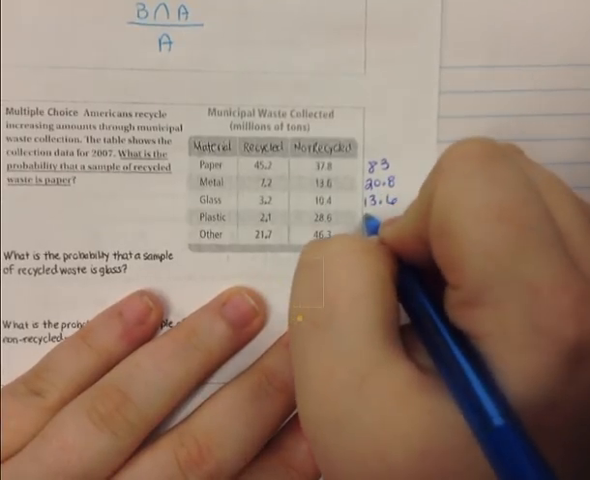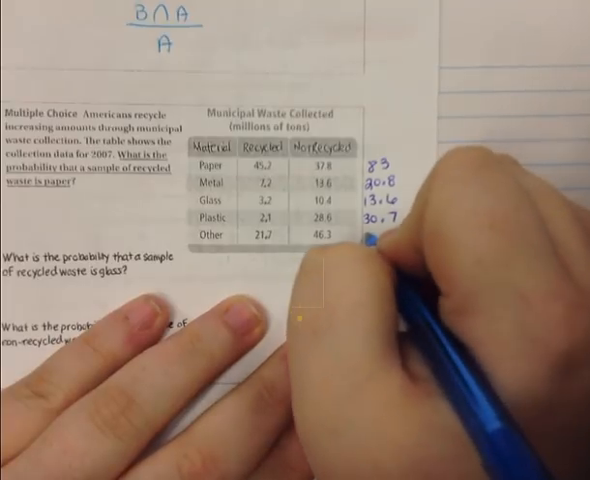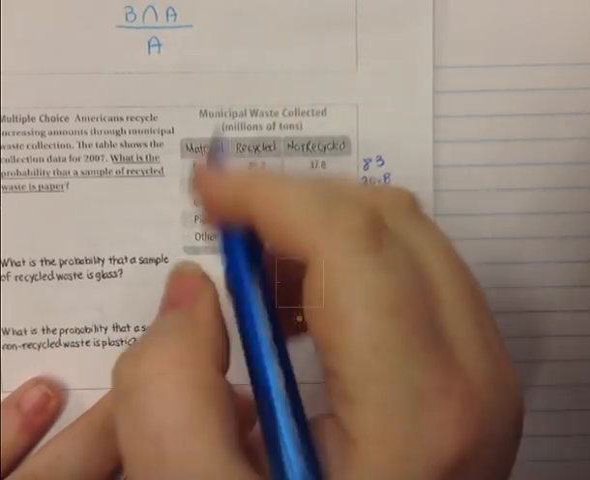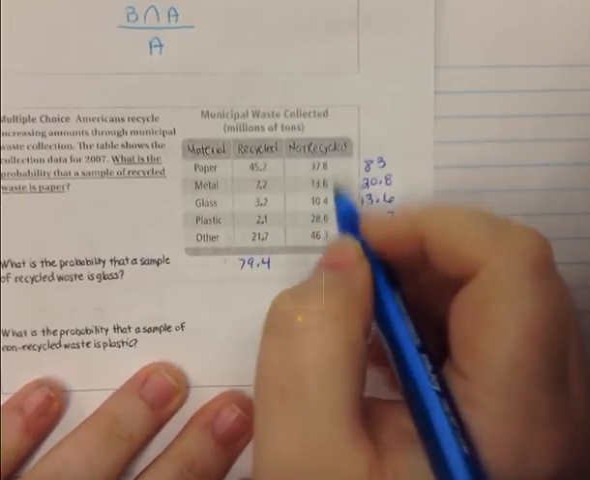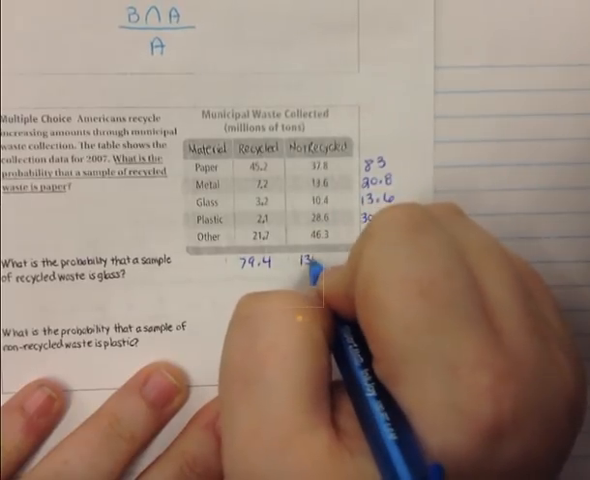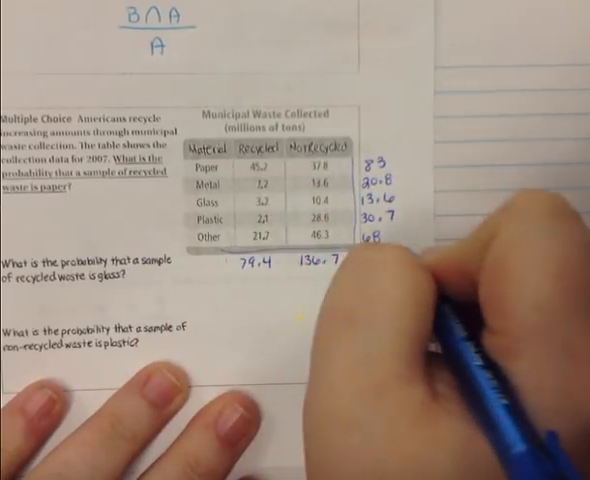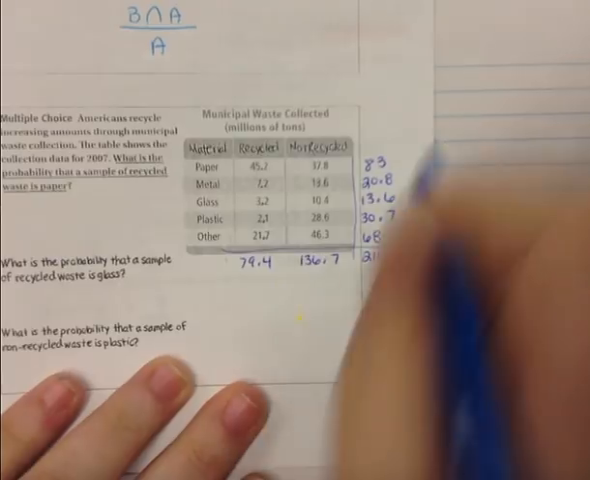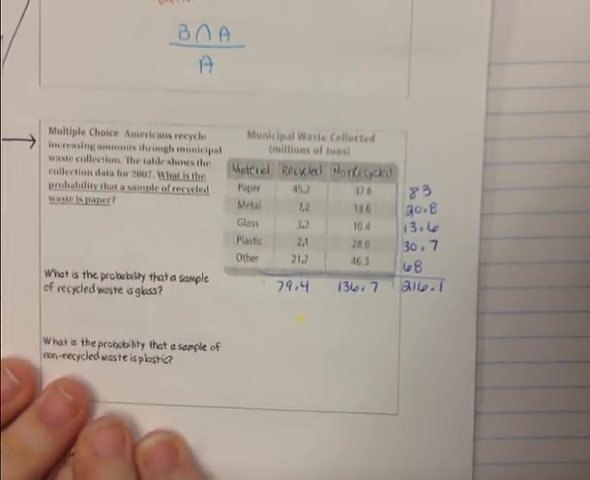The plastic is 30.7. The other is 68. Then the recycled is 79.4. And the not recycled is 136.7. So the total amount is 216.1. So now that we have all of our totals, we can go and find probabilities.